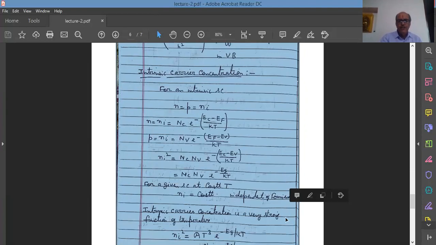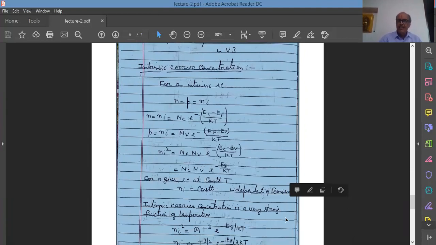So now we multiply these two. N into P is now Ni square. You will come across a law called law of mass action. In a semiconductor, the product of electron concentration and the hole concentration is always constant, that is equal to Ni square. Here, if you multiply these two terms, Ni square comes out to be Nb into Nc into e to the power minus Ec minus Eb upon Kt. Ec minus Eb is basically the energy difference between the bottom of the conduction band and the top of a valency band, that is the band gap. So we can write this as minus Eg upon Kt.